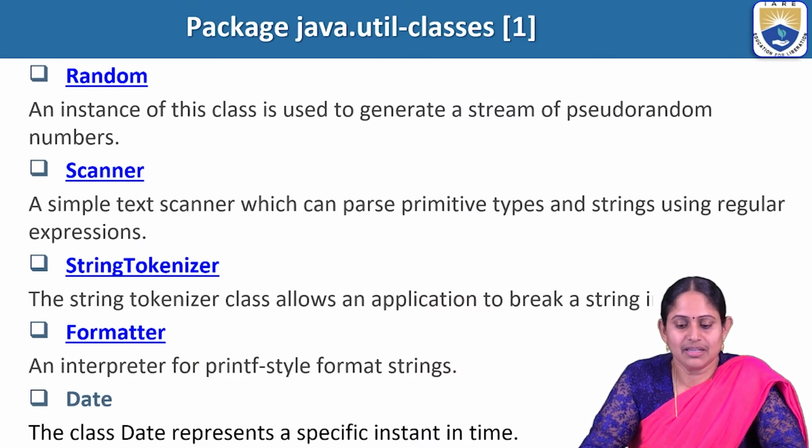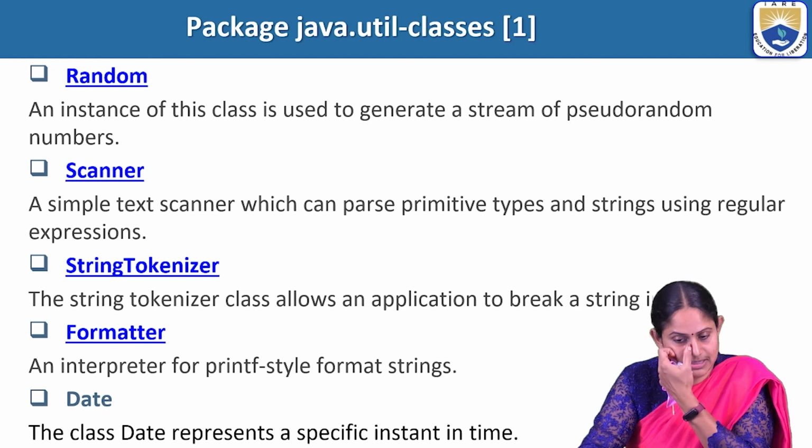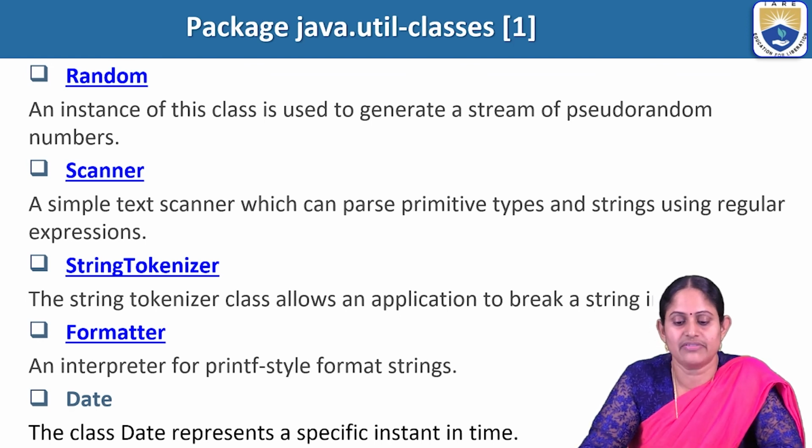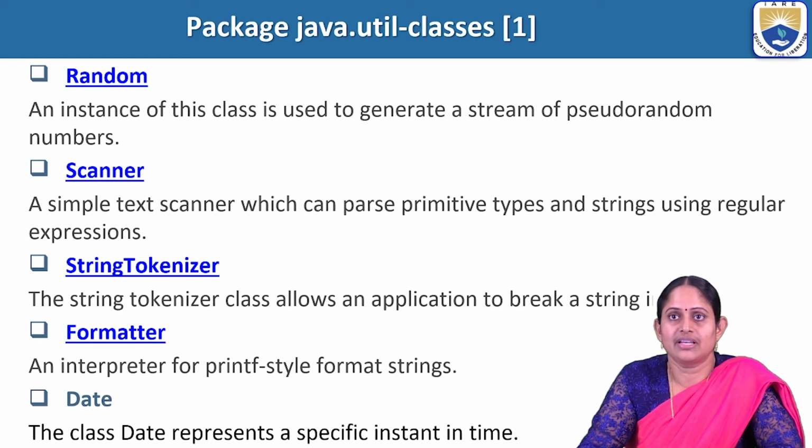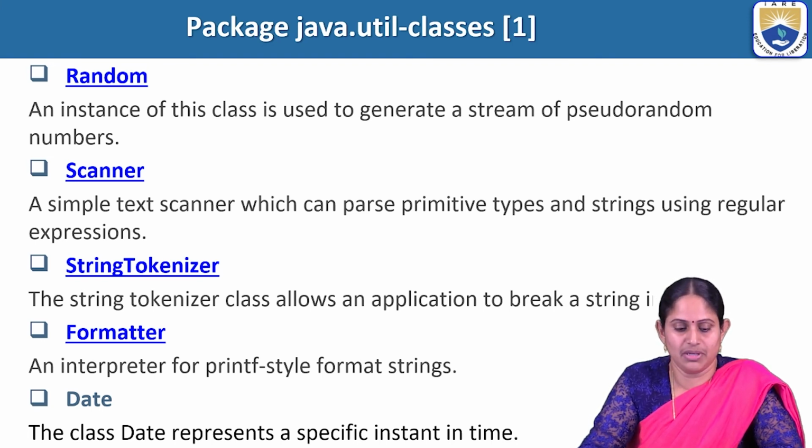The Random class. These are other classes which are available inside the util package. The Random class is used to generate a stream of pseudo-random numbers. By creating an instance of this class, we can generate a stream of pseudo-random numbers.